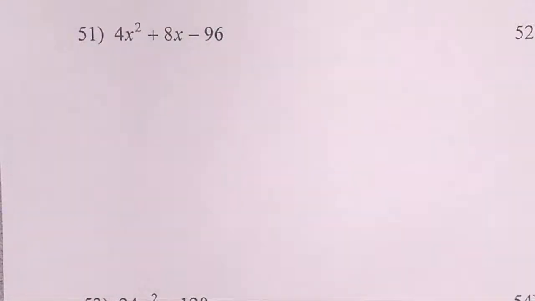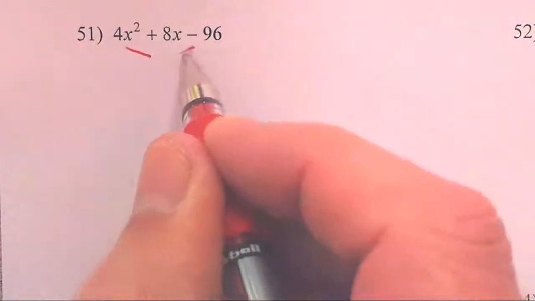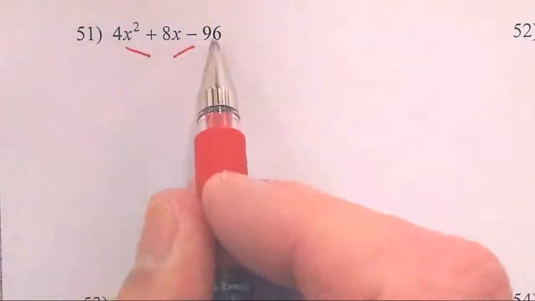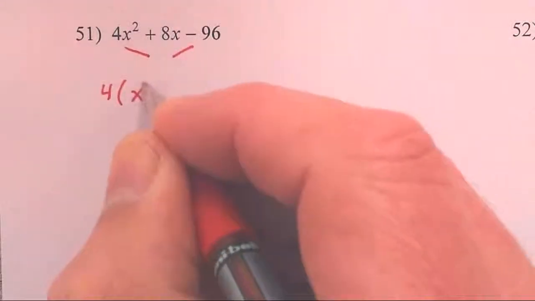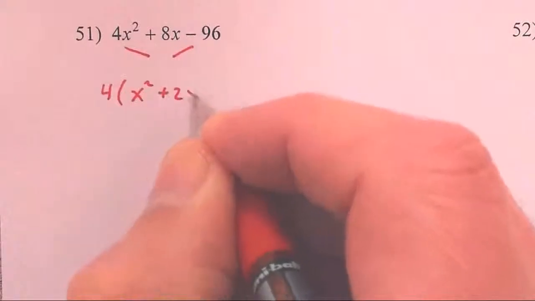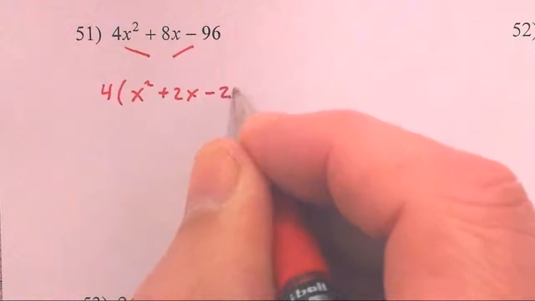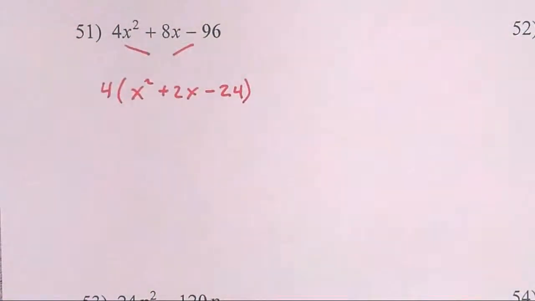Obviously the most common mistake made on here is we just start saying, okay, I need two numbers that multiply to be whatever 4 times negative 96 is. But before we start, we want to try to divide out any monomial. And clearly at least 2 divides each of these, and maybe 4 does. So it's 4 times x squared plus 2x, negative 96 divided by 4 is negative 24. So we've got past the first common mistake.